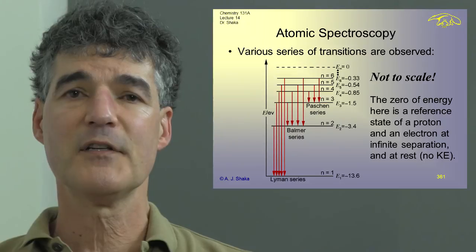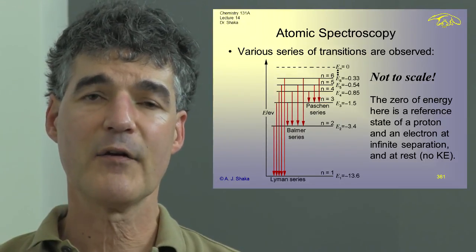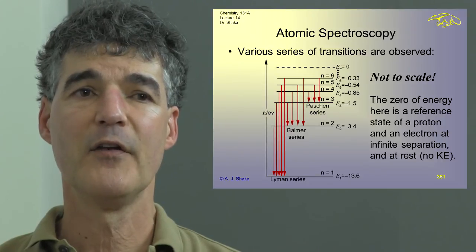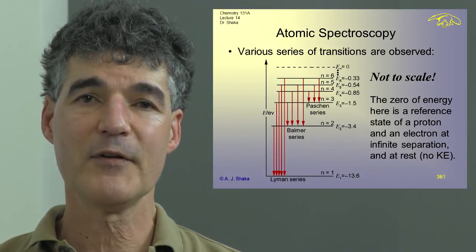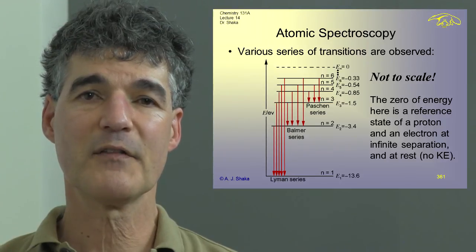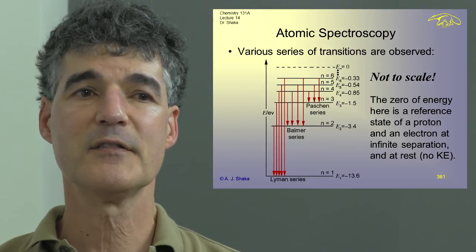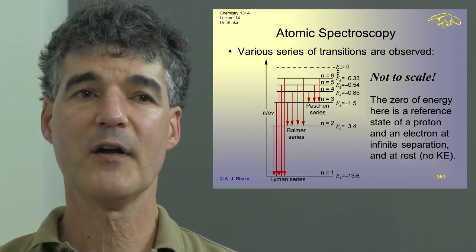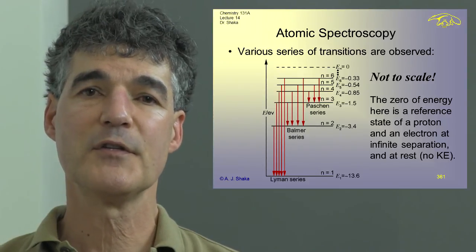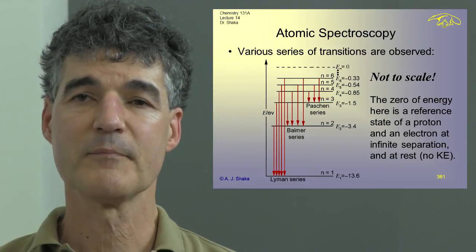Various sets of transitions are observed. Here is an energy level diagram for the hydrogen atom, not to scale, because if you do it to scale, the levels crowd together too much at the top and it's very hard to see what's going on. There's a series called the Lyman series, in which an electron jumps from the n equals 2 to n equals 1, or 3 to 1, or 4 to 1, and so forth.